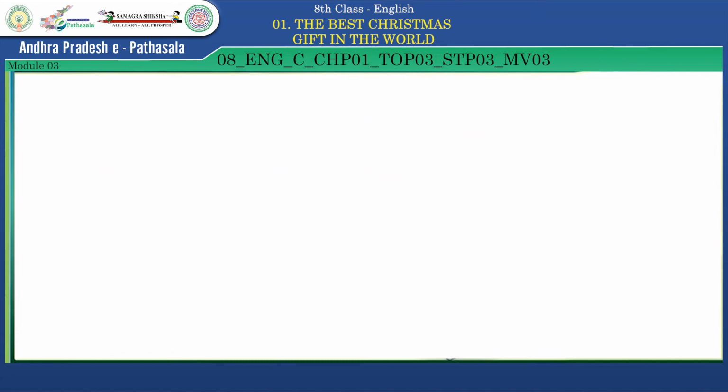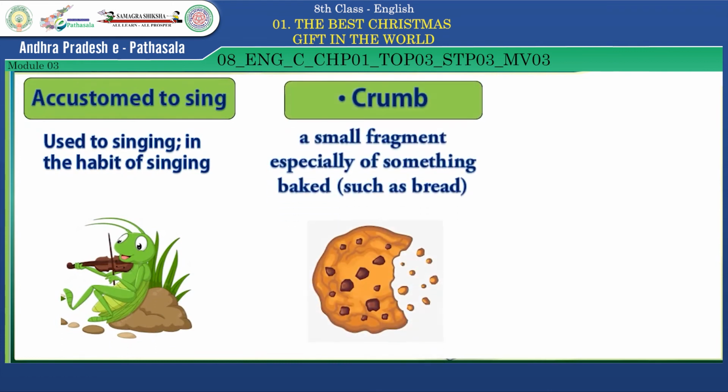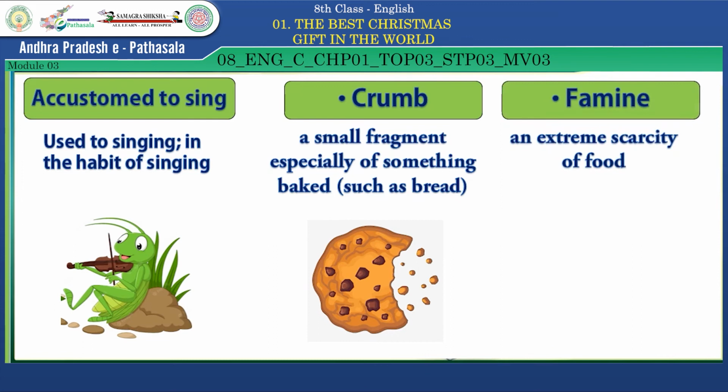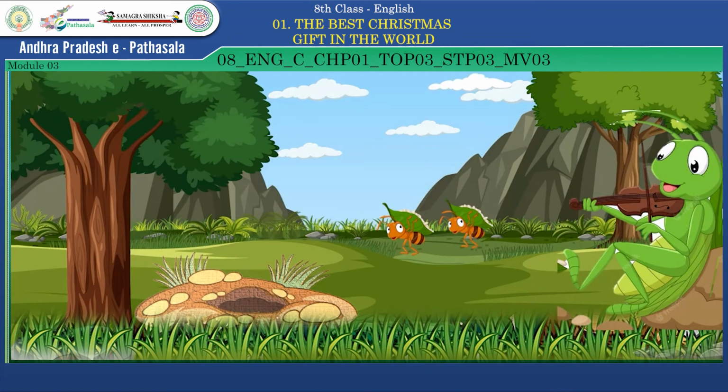Let us go through the meanings of some difficult words from the poem. Accustomed to sing, used to singing, in the habit of singing. Crumb, a small fragment, especially of something baked, such as bread. Famine, an extreme scarcity of food. Let us see how this poem is a fable.